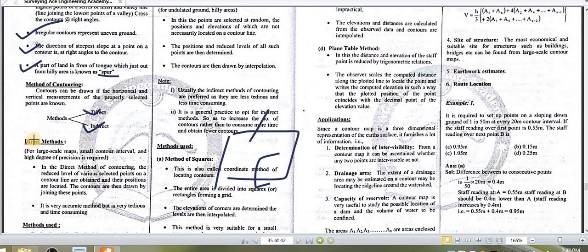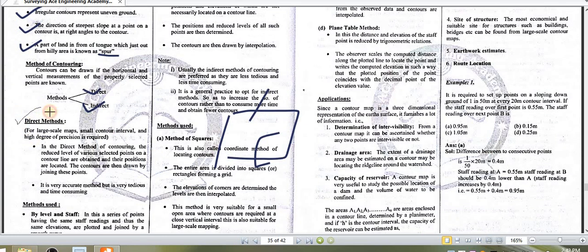inside that. Okay, so in the direct method of contouring, the reduced levels of various selected points on the contour lines are obtained and their positions are located. The contours are then drawn by joining these points.